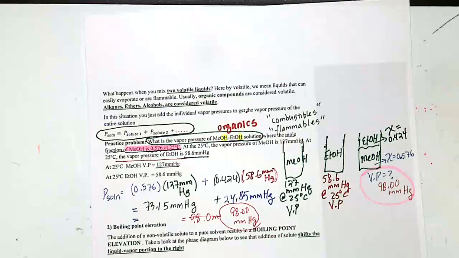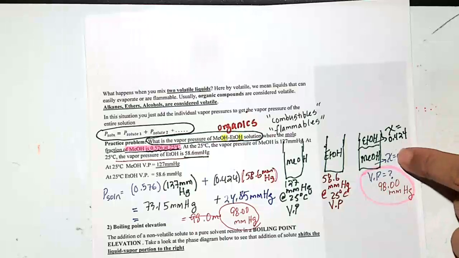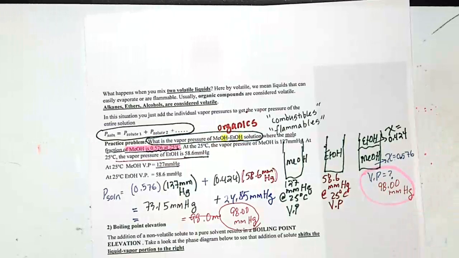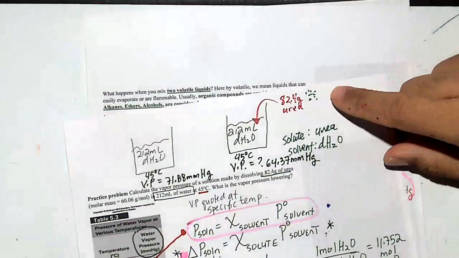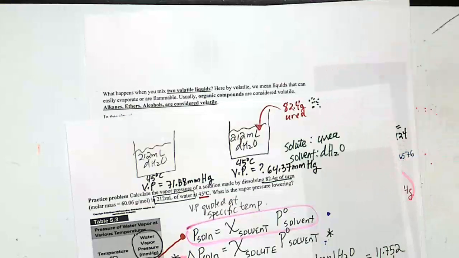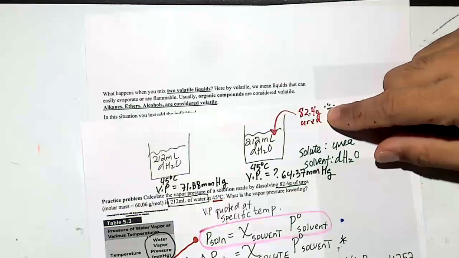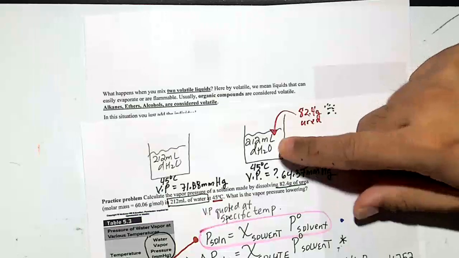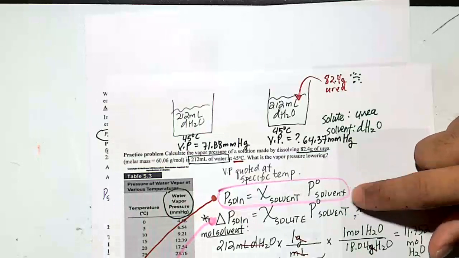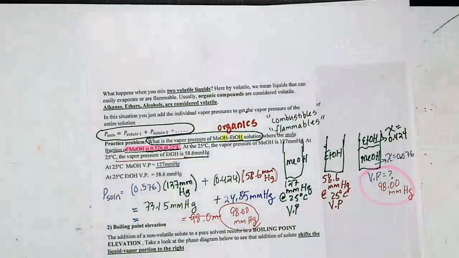All right, two solvents. Methanol has its own vapor pressure, ethanol has its own vapor pressure. We join them together, this is the new vapor pressure. When we dissolve urea, which is kind of like a sugar, well, it's not sugar, but it's kind of like it, a white powder, into liquid water, we utilize the other equation. That's the difference in the vapor pressure calculations.